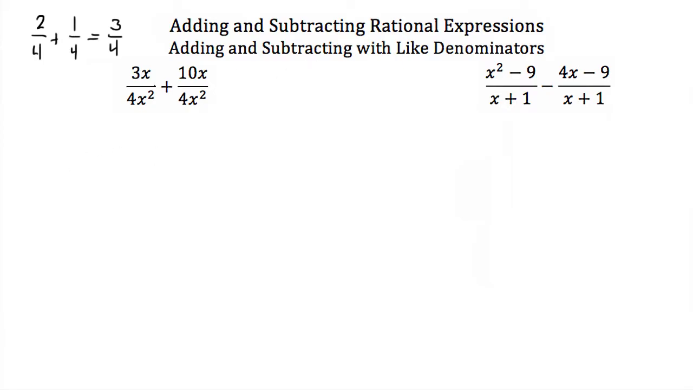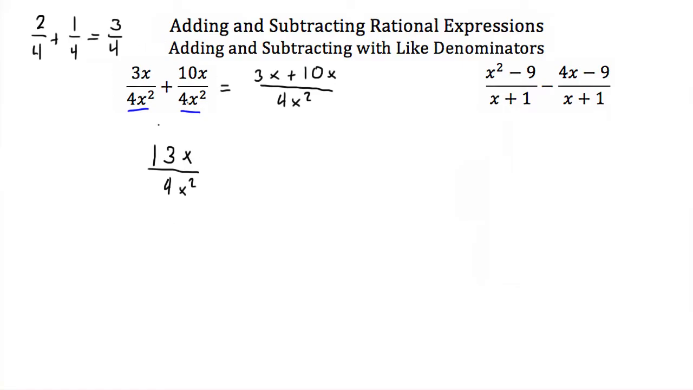If I have 3x over 4x squared plus 10x over 4x squared, well, 4x squared here is a common denominator. So I can think of this as 3x plus 10x all over 4x squared. Now, 3x plus 10x is 13x. This is still over 4x squared.